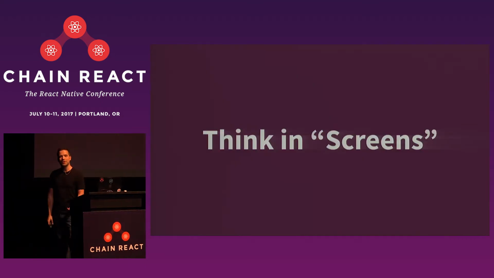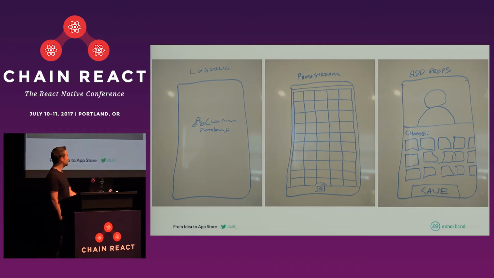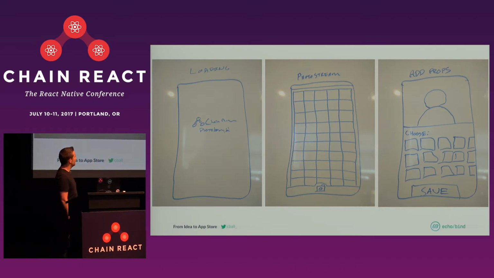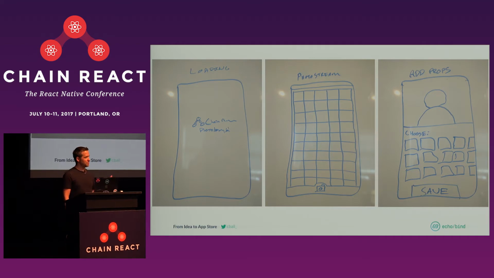So think about the screens in your application, just to have a high-level view of what's going on. So I just showed you the finished product. This is done before that. You'll see I already started trolling myself with ad props. You may see those in a few screenshots. But the idea, I have loading, I have a photo stream, you're going to pick some stuff to add to the photo, and then you'll save it.